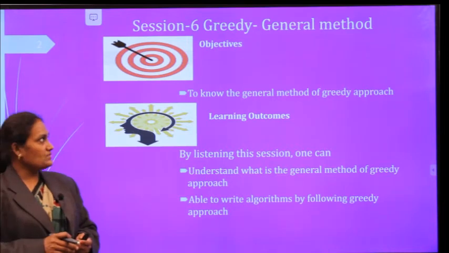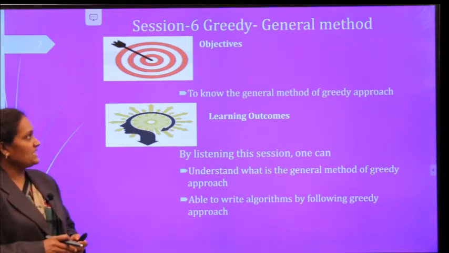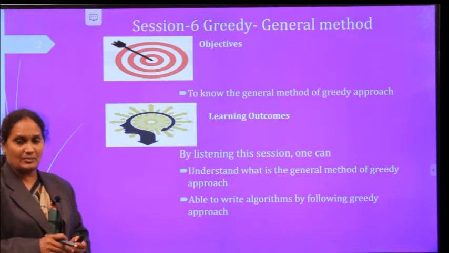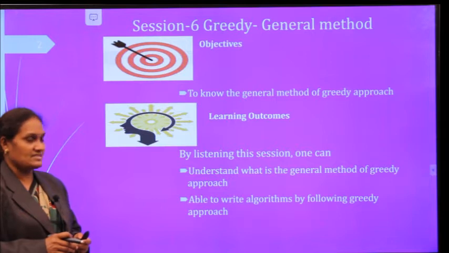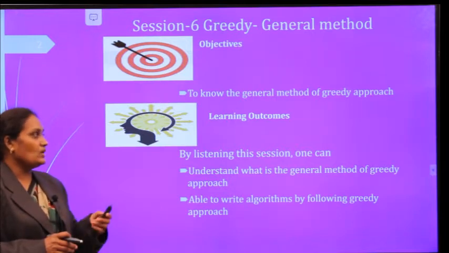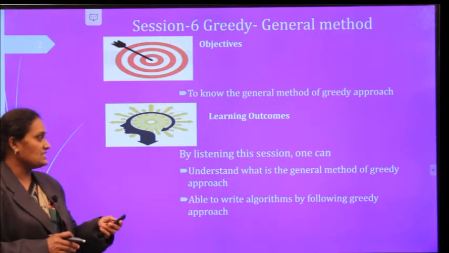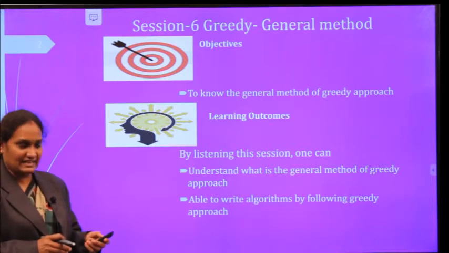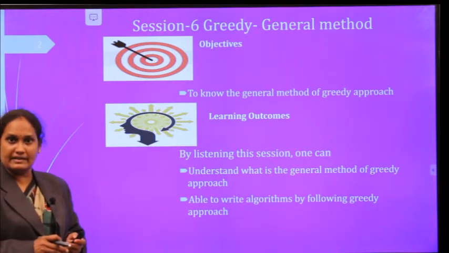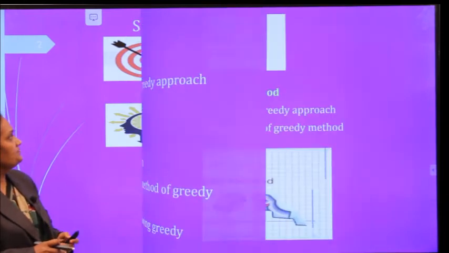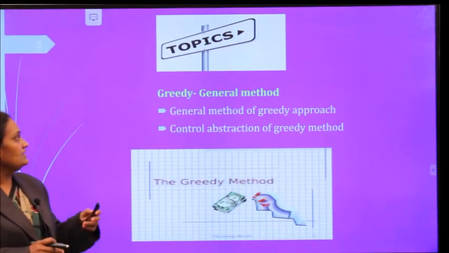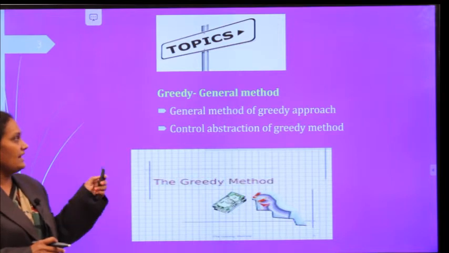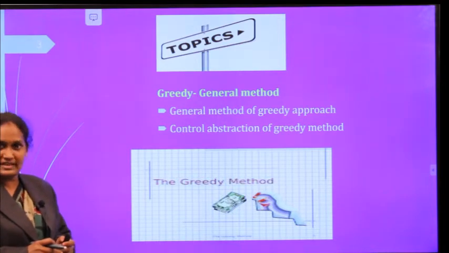Coming to the objectives of this session, the main objective is to know the general method of greedy approach. And coming to the outcomes of this session, by listening to this session, one can understand what the general method of greedy approach is and be able to write algorithms by following the greedy approach. The topics that we are going to discuss in this session are the general method of greedy approach and control abstraction of greedy method.